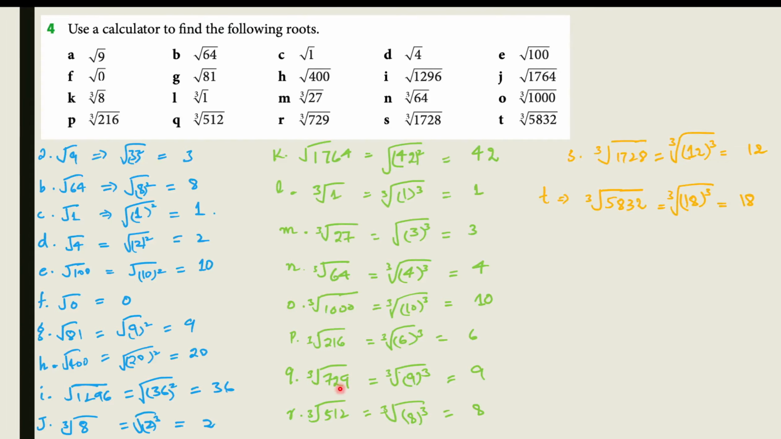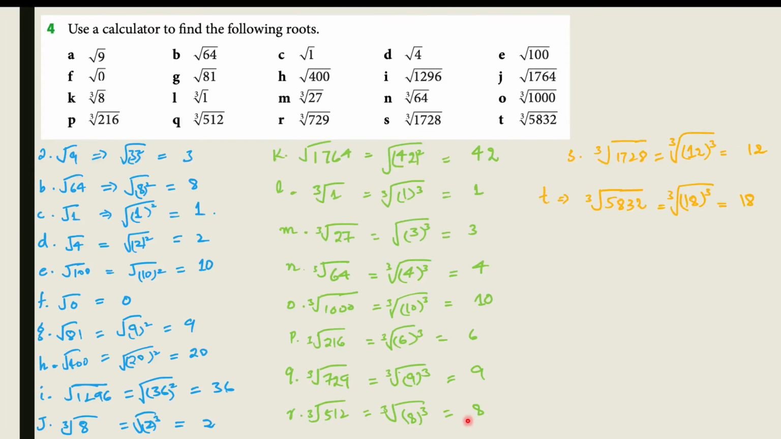The cube root of 729 is equal to 9, because 9 multiplied by 9 multiplied by 9 is equal to 729. The next part is the cube root of 512. So the cube root of 512 is equal to 8, because 8 multiplied by 8 multiplied by 8 is equal to 512.